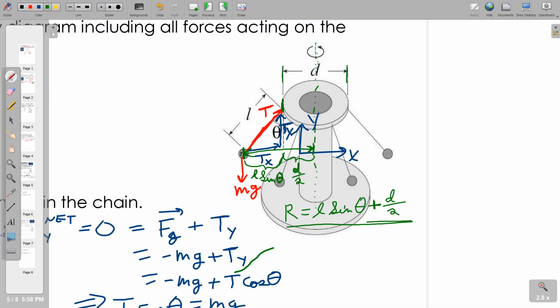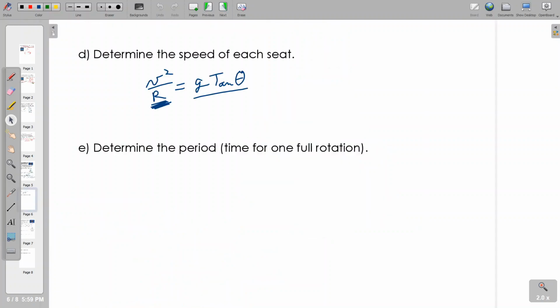Okay. Now, I know this is one of those things that looks easy when I figure it out for you. It doesn't always look so easy, and it doesn't look so easy on tests. So, all right, I'll just redraw it on the next page. So R was equal to L sine theta plus d over 2.